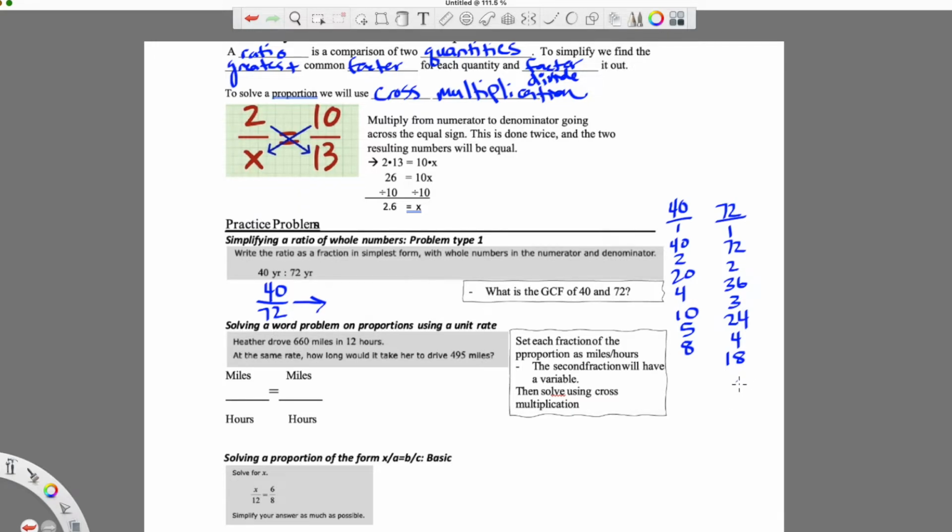5 does not go in. 6 does. I know 6 does because both 2 and 3 go in, so 6 will also go in. So 72 divided by 6 is going to be 12. Nope, did I do that wrong? Sorry. Goes in once. Yep, 12. Okay, I did that right.